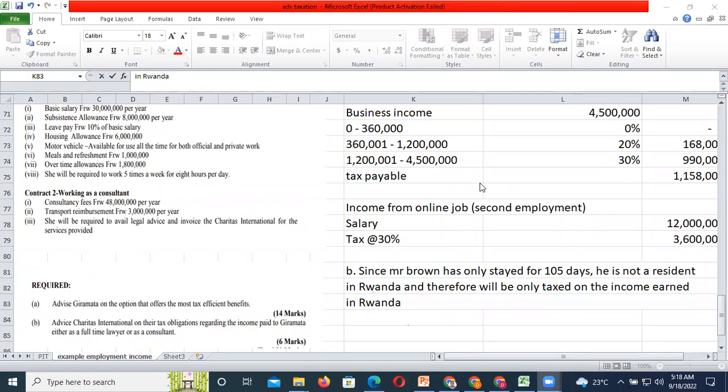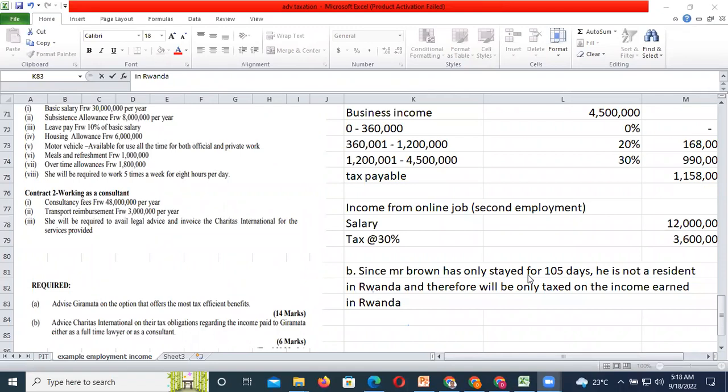On part B, I think that is what I've summarized here. Mr. Brown has only stayed in Rwanda for 105 days. So in that case, Mr. Isaiah is not a resident in Rwanda. And since he's not a resident in Rwanda, he will only be taxed on the income he generates in Rwanda. So what income does he generate in Rwanda? That's what we are going to look at.